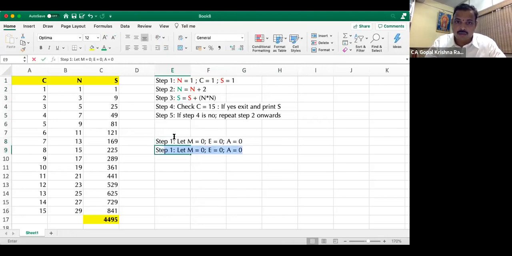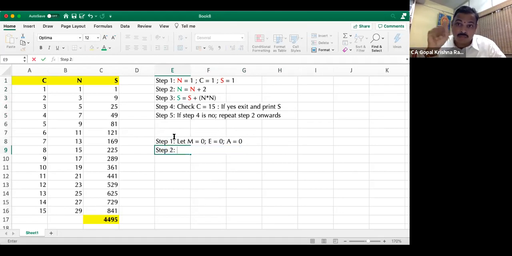Then step 2. Once you get the number of students, you have to multiply at the end. Step 2: input student code. Okay, input student code.